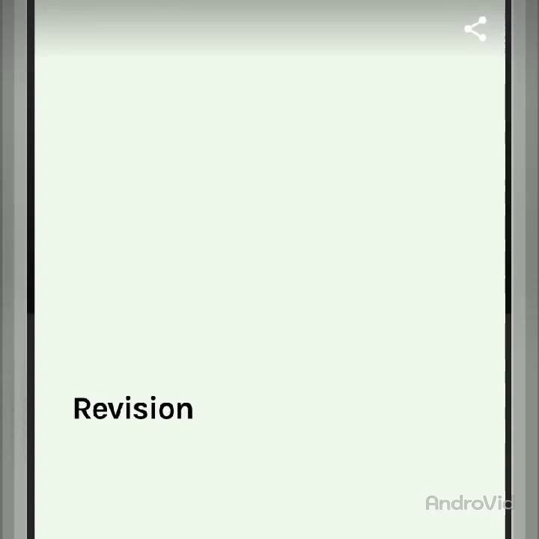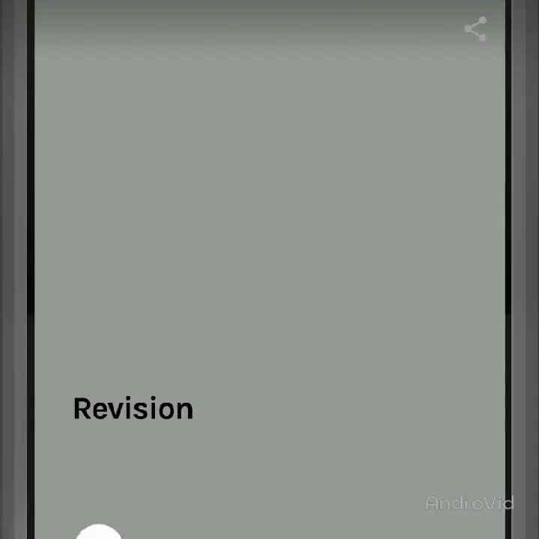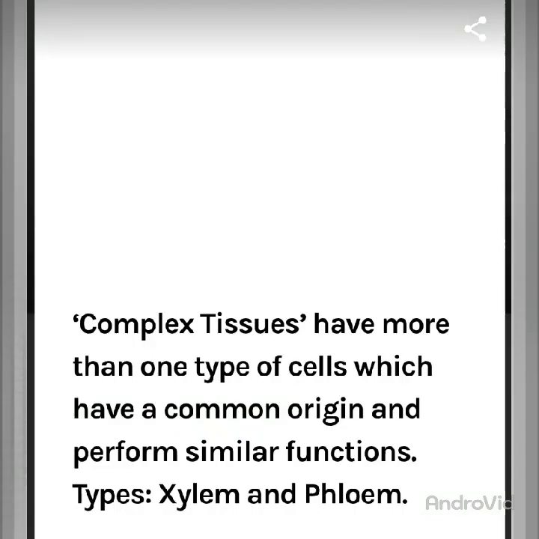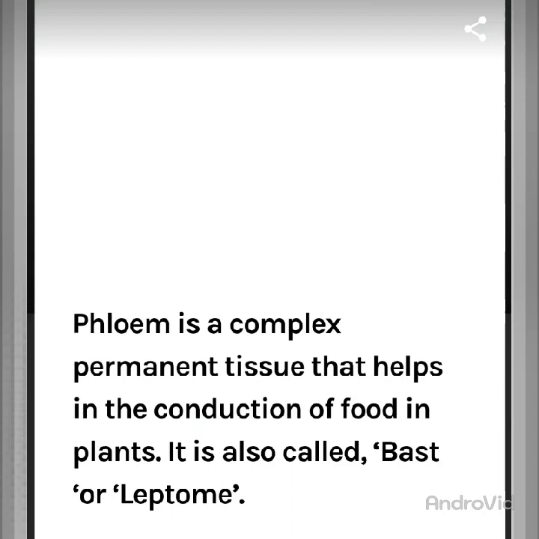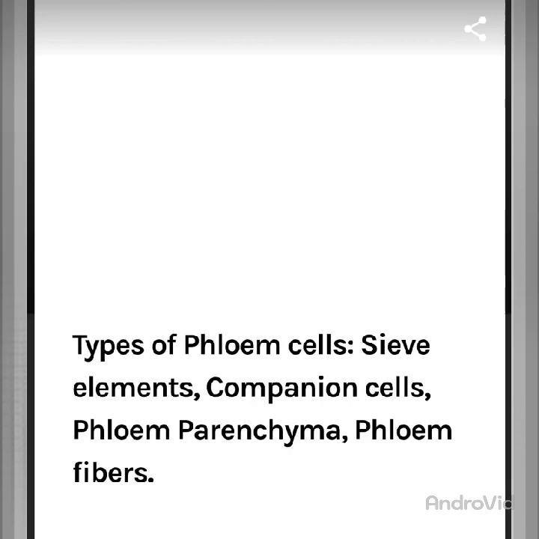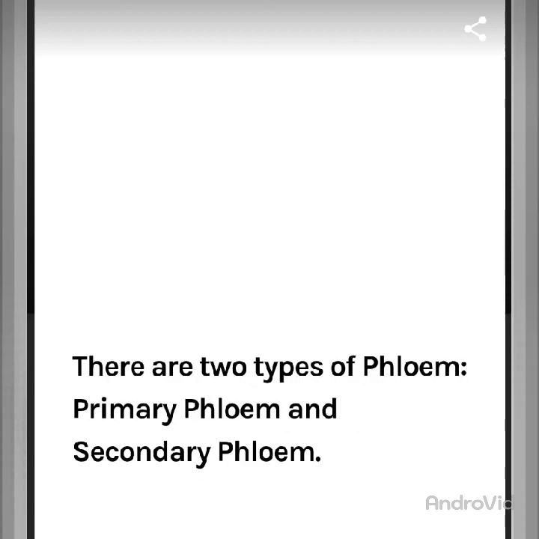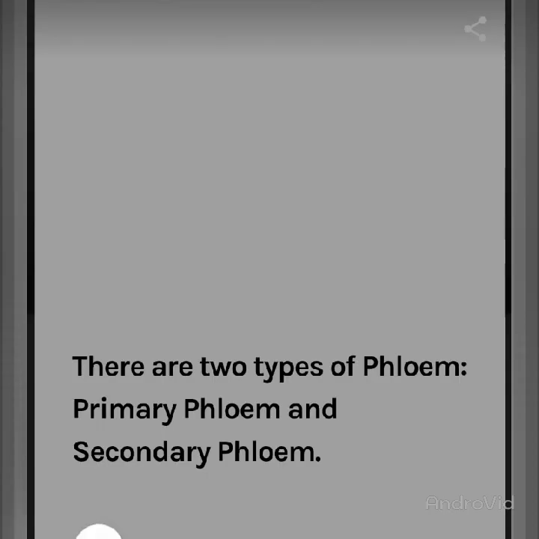So children, just do the repeated revision fast. Complex tissues have more than one type of cells which have a common origin and perform similar functions, for example, xylem and phloem. Phloem is a complex permanent tissue that helps in the conduction of food in plants, and it is also called bast and leptome. The types of phloem cells are sieve elements, companion cells, phloem parenchyma and phloem fibers. There are two types of phloem, the primary phloem and the secondary phloem.